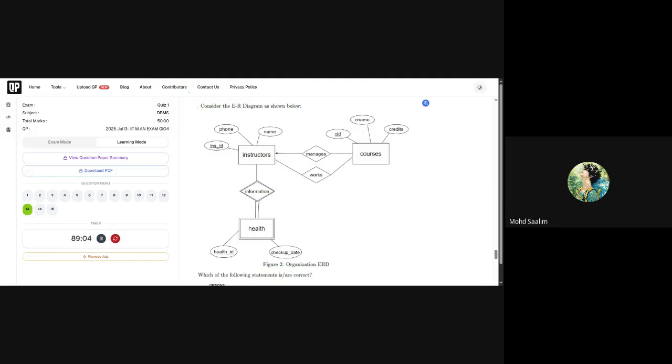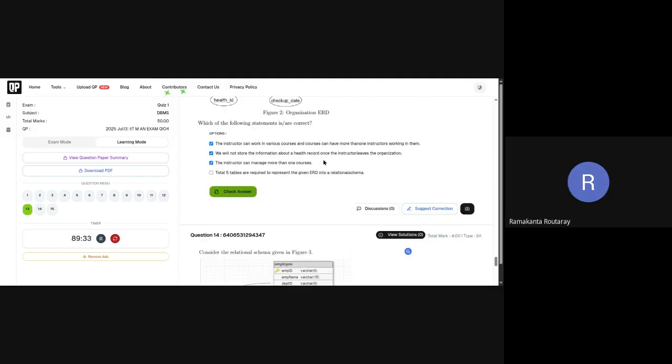We need 4 tables, not 5, to store the information, because strong entities and strong relationships can hold all the information. Like 4 tables we can manage. We don't need to create a separate table for this information. Instructors, health, works, courses. So option D will not be correct.